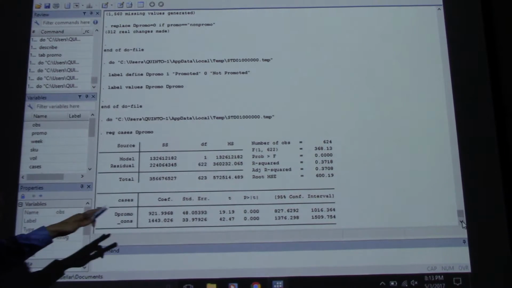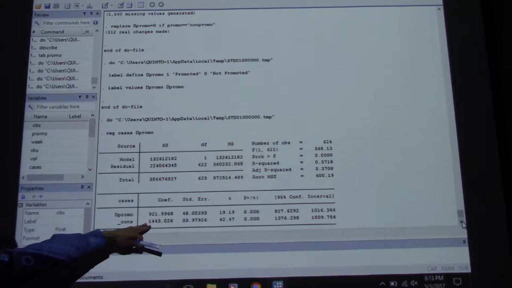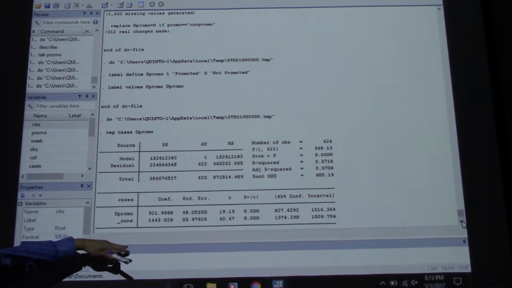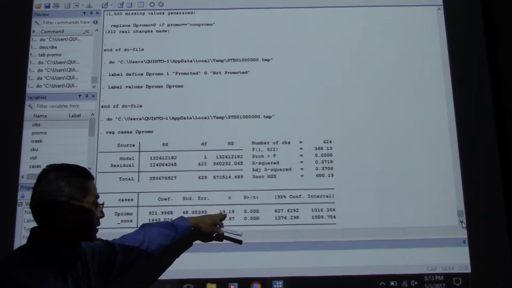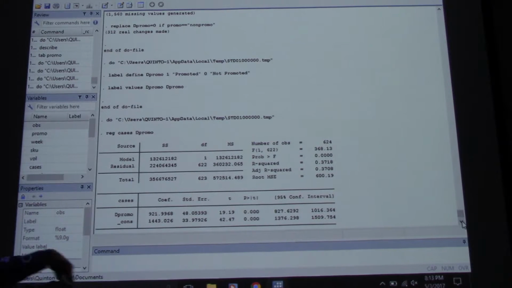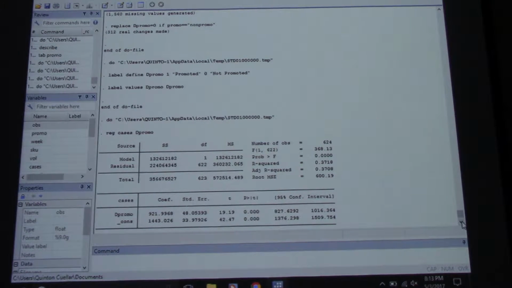So yeah, now we ran a regression. It's just a dummy variable regression. Remember that non-promoted was 1,443 cases. Remember the variable difference? That was 921. We see that that difference is statistically significant. It's statistically different from 0. So now we can do the type of analysis that we need to do.